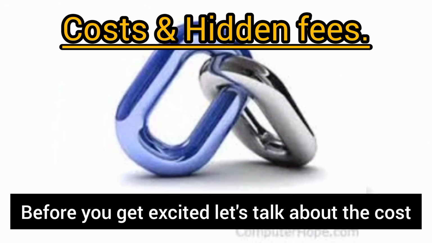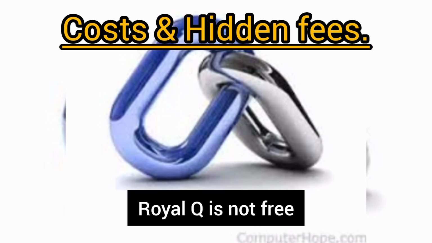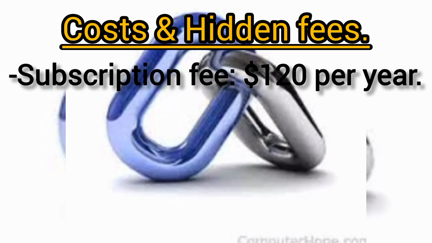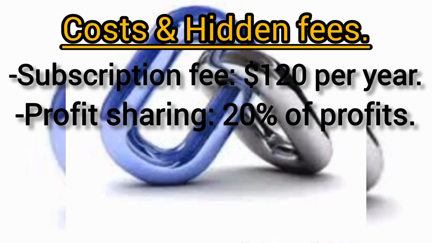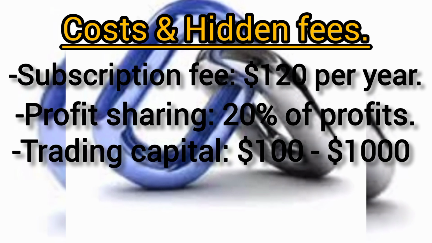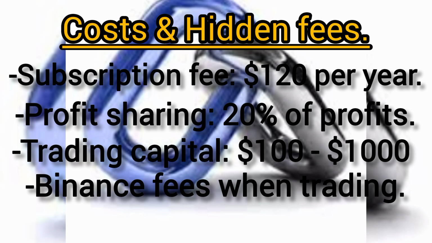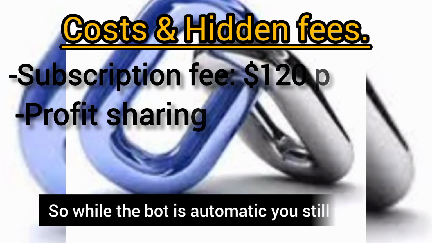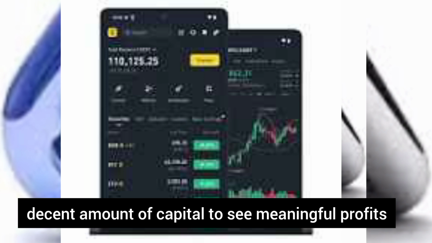Before you get excited, let's talk about the cost. Royal Q is not free. There is a subscription fee, $120 per year, profit sharing, 20% of profits, trading capital needed, at least $100 to $1,000 USDT, Binance fees, additional trading fees apply. So while the bot is automatic, you still need a decent amount of capital to see meaningful profits.